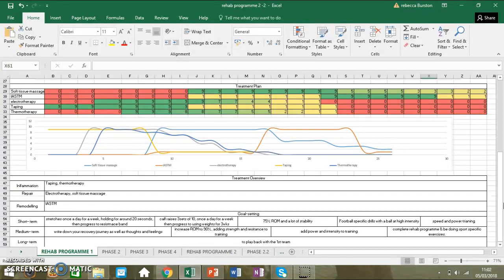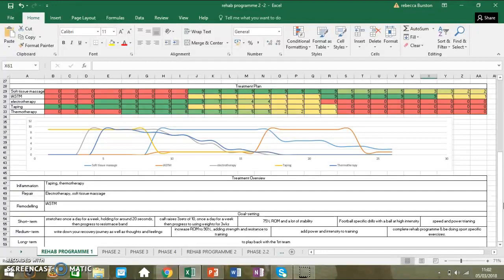And then weeks 9 to 12 are going to be gaining back 75% of the athlete's range of movement and getting back a majority of their stability too. So weeks 13 to 22 is to complete the sport-specific drills with a ball at high intensity. And finally, the last weeks, the athlete will be gaining back speed and power during their training session.